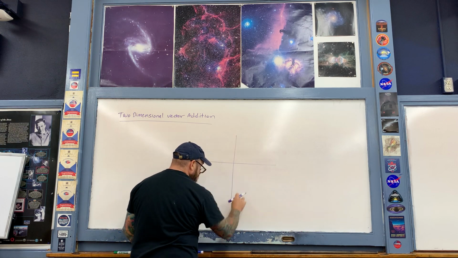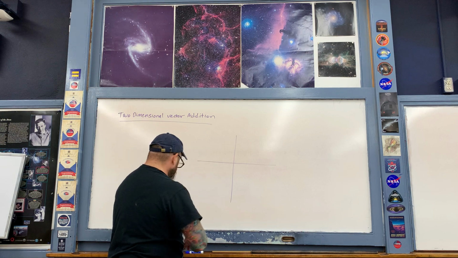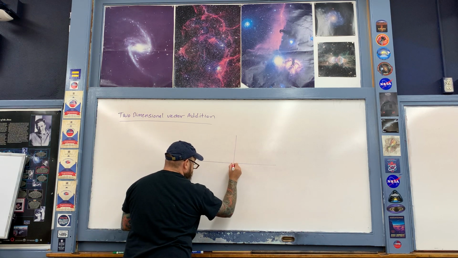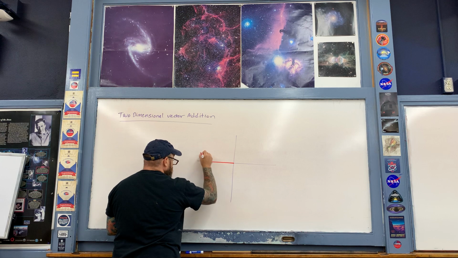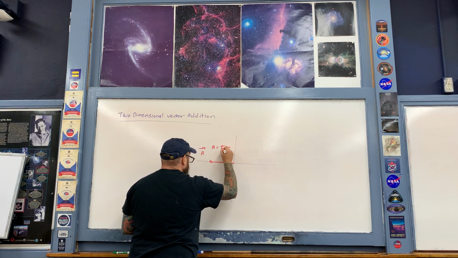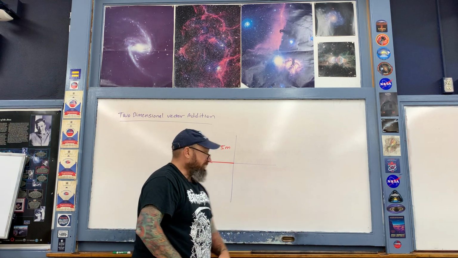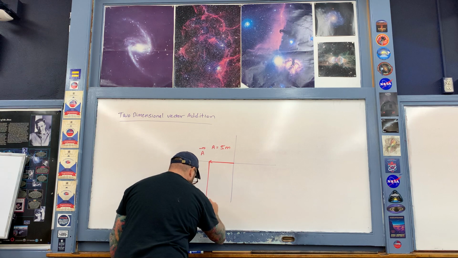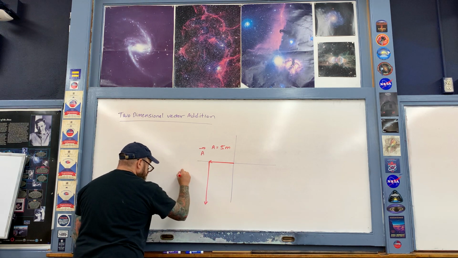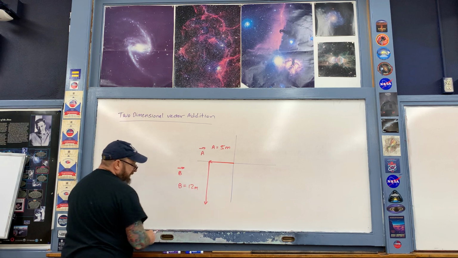So here's north, south, east, west, and we begin by first of all walking 5 meters to the west. So we'll say that roughly looks something like this. We'll call this the vector A. So A equals 5 meters. Okay, and then we'll add to that B, which is 12 meters to the south. That roughly looks, say, something like this. So here's B. B is 12 meters to the south.